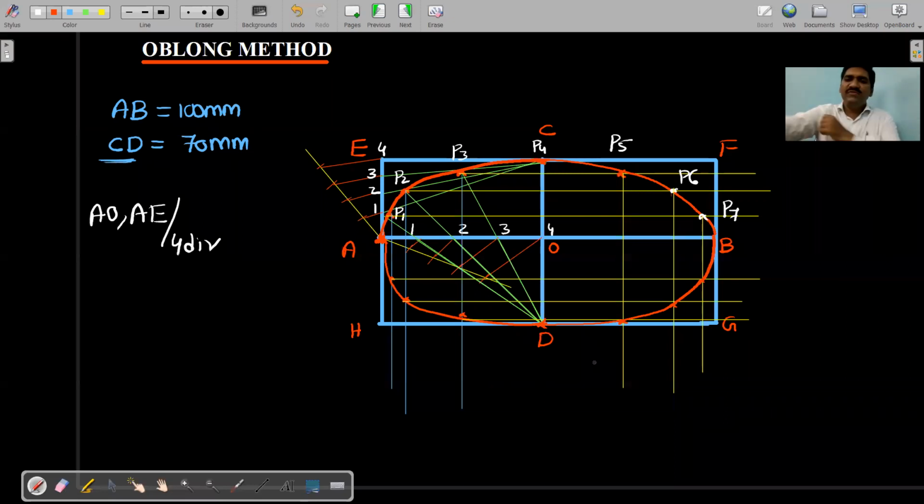Okay, now just tell me all of you clearly how to draw a tangent and normal. Okay, for example, just see, I want to draw a tangent at this position.